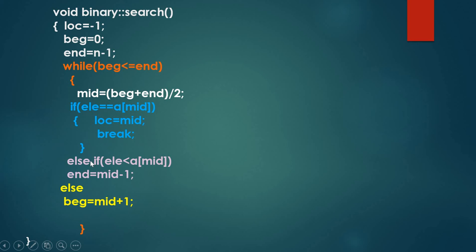Then the second condition, else if ELE less than A of mid. That is, element less than the middle element means the end position changes to mid minus 1. Else condition means the element is greater than A of mid, so beginning is equal to mid plus 1. This is the searching process.